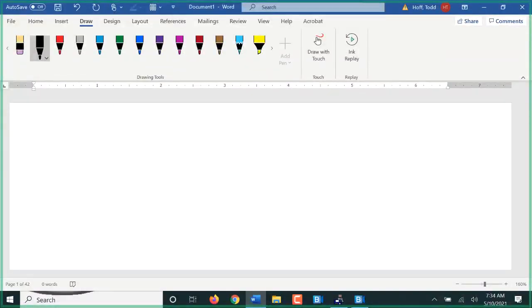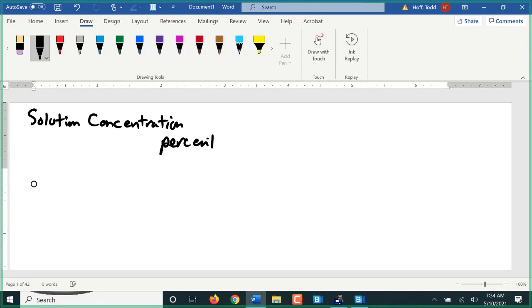Okay, so the topic we want to start off with today is mixing solutions. I want to start out talking about solution concentration. Concentration of a solution is given by a percent. What does that percent mean?